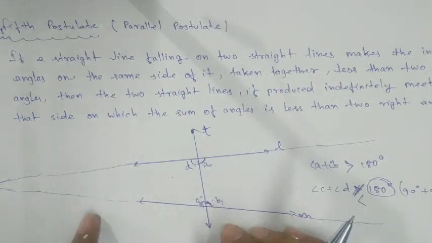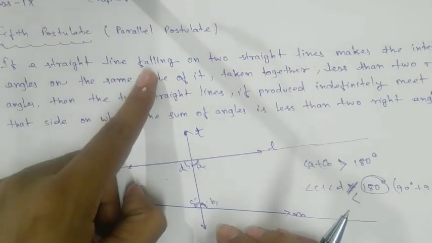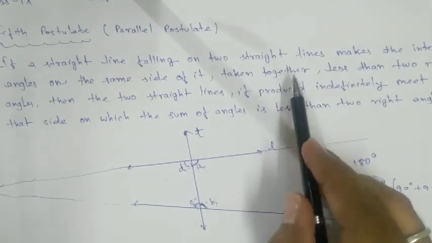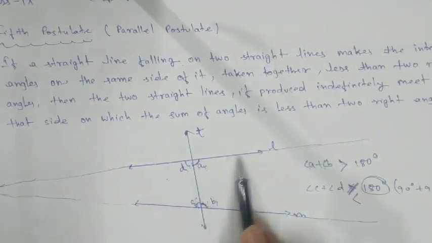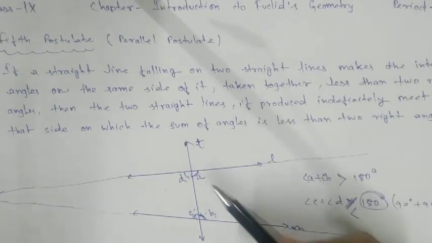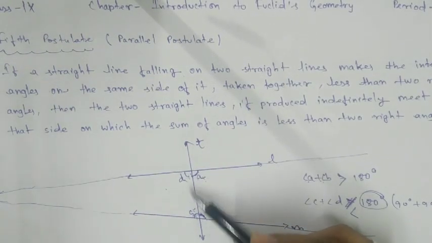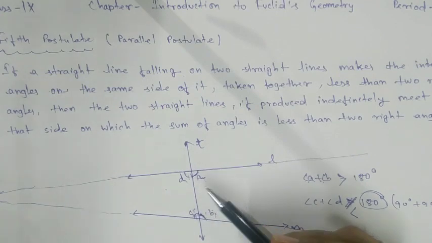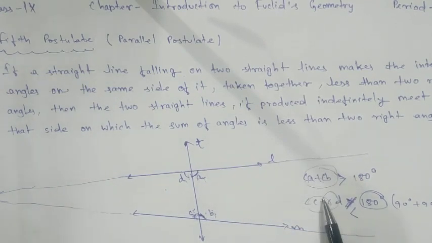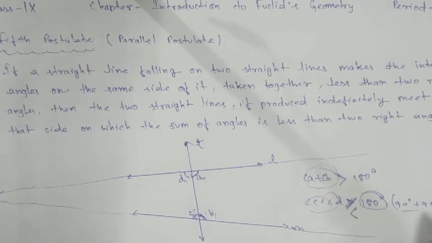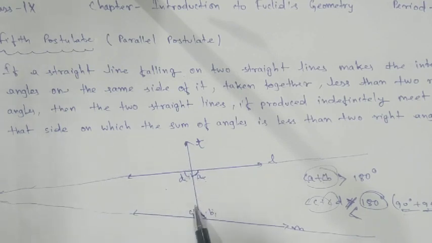So once again, if a straight line falling on two straight lines makes the interior angles on the same side taken together less than two right angles, if produced indefinitely they meet on that side.